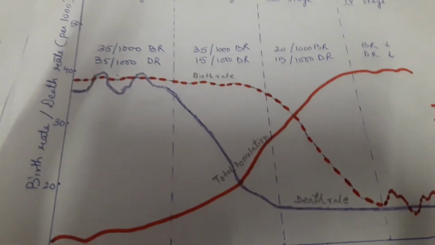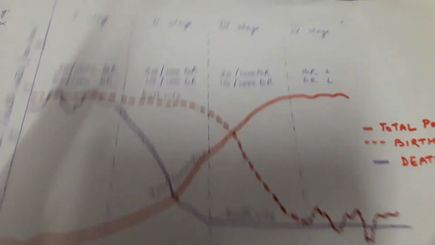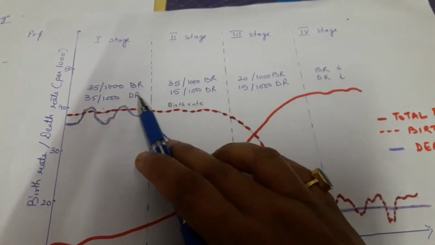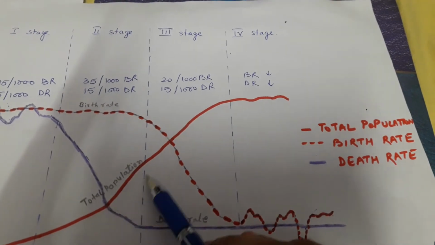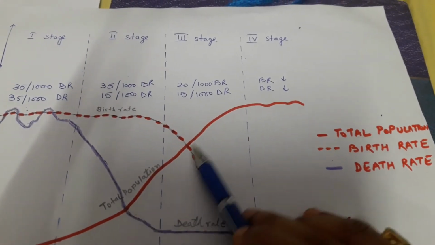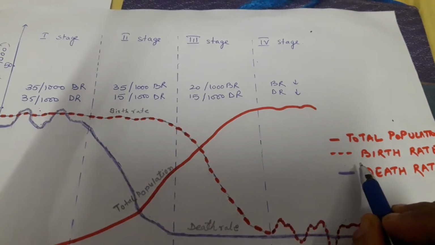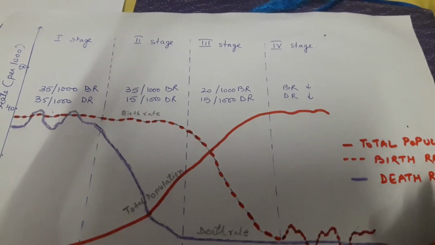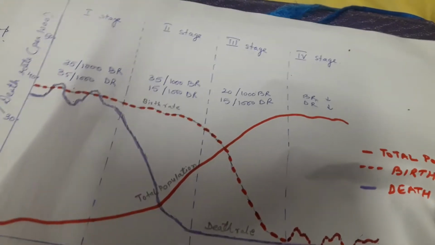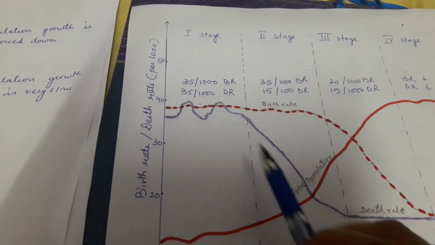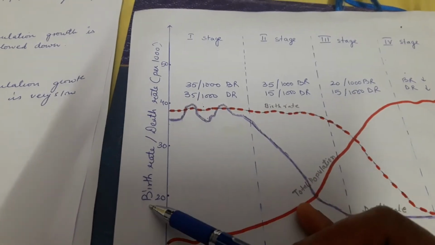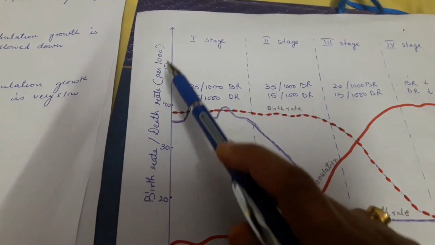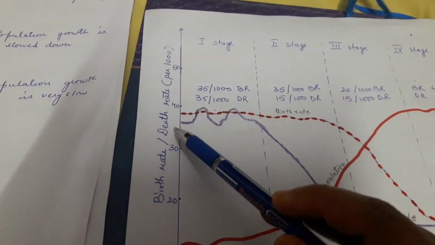We'll take a diagram for this. First of all, we'll study what the diagram is all about. There are 4 stages. This red line indicates total population, this broken red line indicates birth rate, and this blue line indicates death rate. This axis is showing birth rate and death rate per 1000 persons.